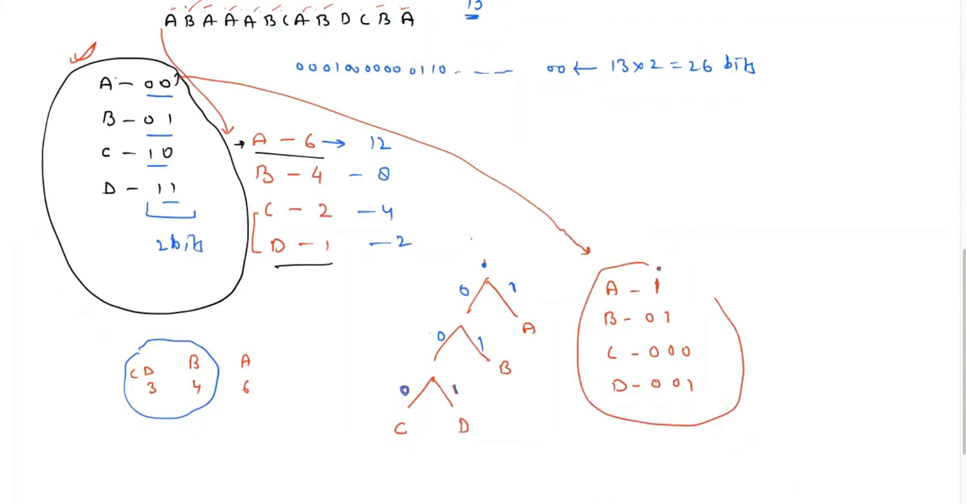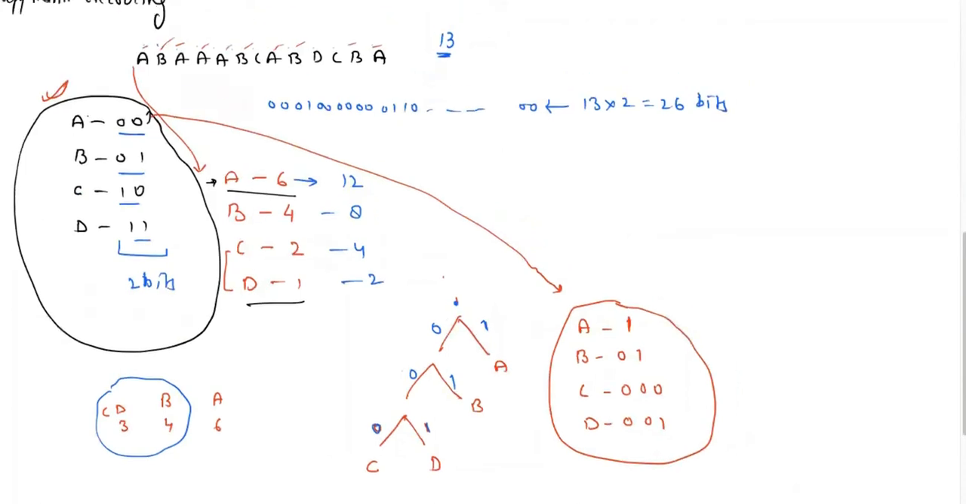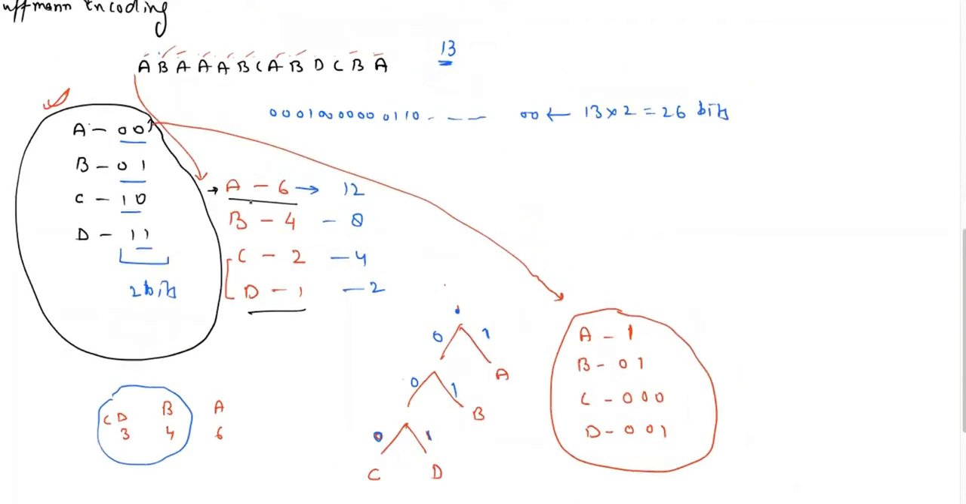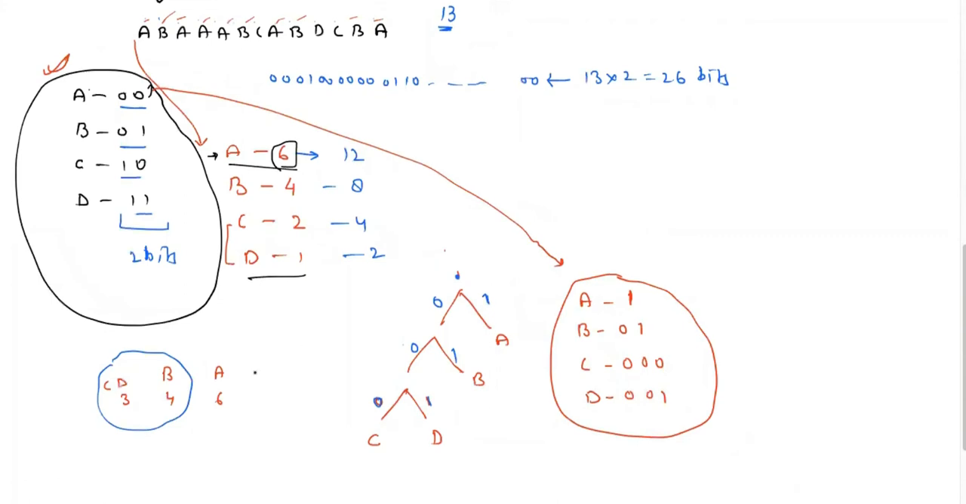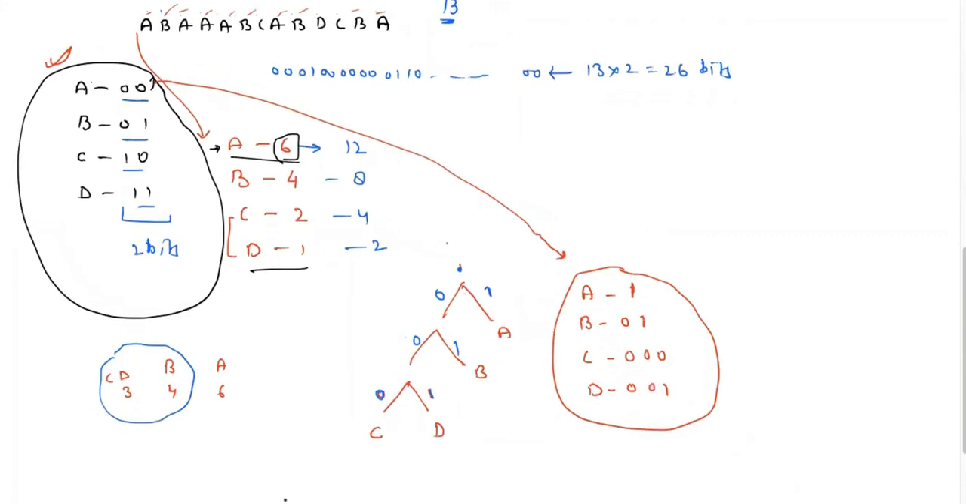If we provide this kind of coding, then what is the total length of the file? A is appearing 6 times. So every time A comes, we will say 1. Every time B comes, we will say 0, 1. Then C, 0, 0, 0. Then again A, 1. B, 0, 1. D, 0, 0, 1. Like that.